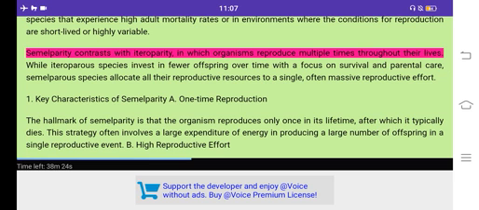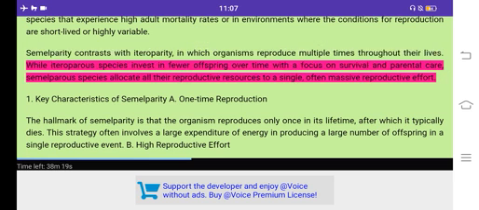Semelparity contrasts with iteroparity, in which organisms reproduce multiple times throughout their lives. While iteroparous species invest in fewer offspring over time with a focus on survival and parental care, semelparous species allocate all their reproductive resources to a single, often massive reproductive effort.